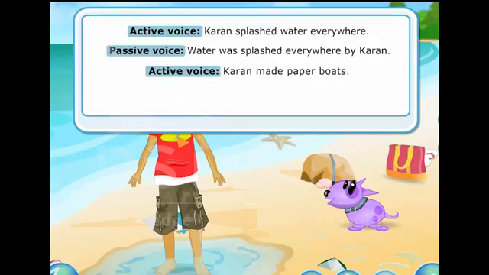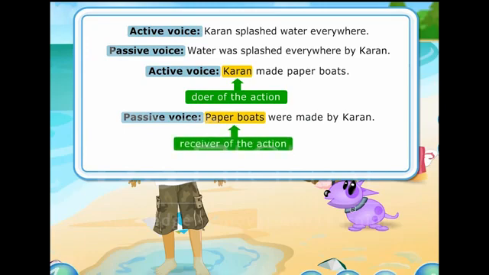Let's look at another example. Karan made paper boats. This sentence is in the active voice as Karan is the doer of the action. Paper boats were made by Karan. This sentence is in the passive voice because the paper boats are the receiver of the action. Also, the verb made has changed to were made.